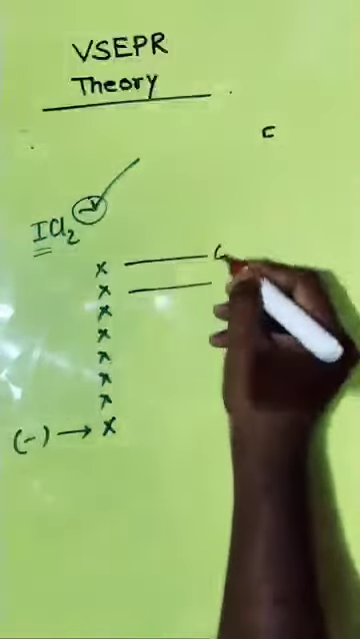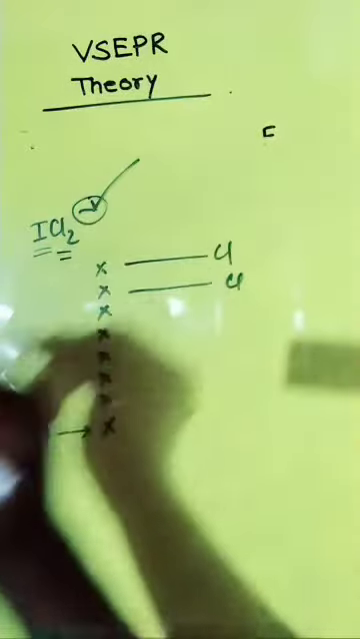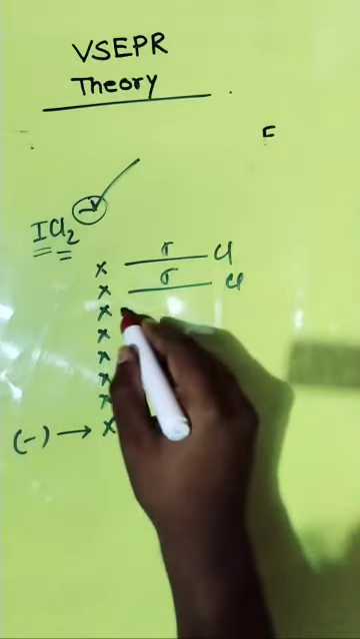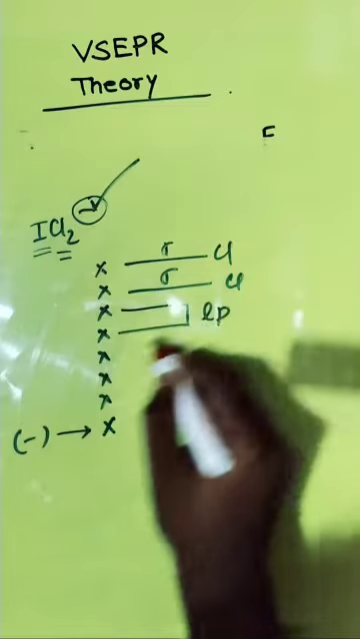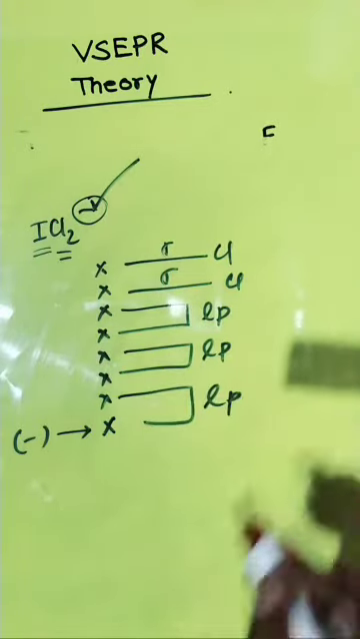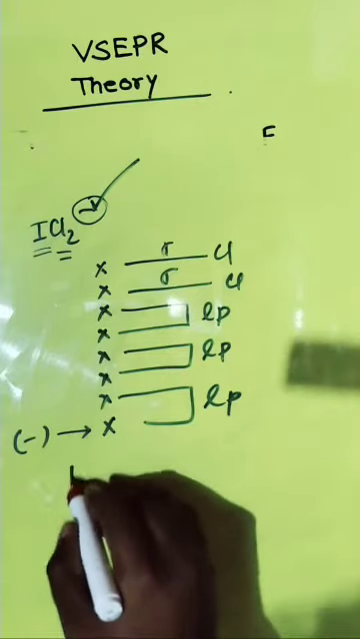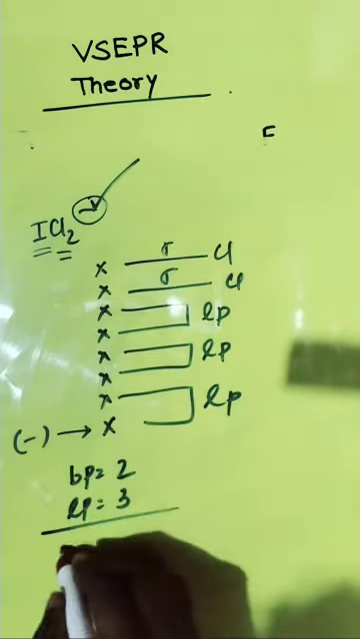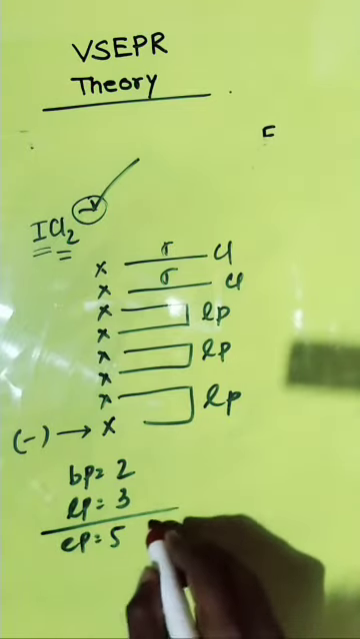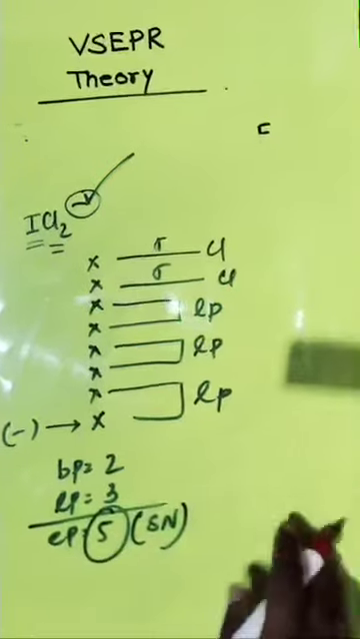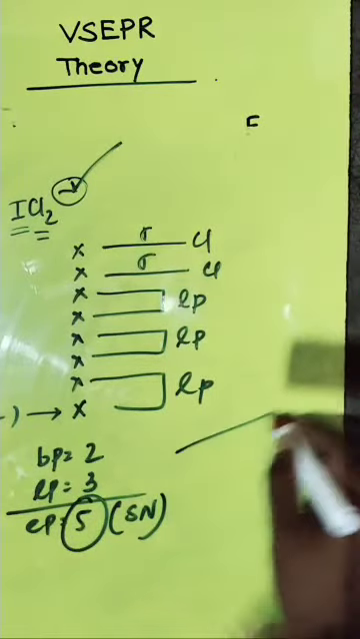So there are a total of 8 electrons, and 2 electrons participate in sigma bonding with the 2 chlorine atoms, and the remaining electrons act as lone pairs. So here is 1 lone pair, 2 lone pairs, and 3 lone pairs. So for ICl2 minus, bond pair equals 2 and lone pair equals 3. So electron pairs equal 5. This is the steric number, and for steric number 5 the structure is trigonal bipyramid.